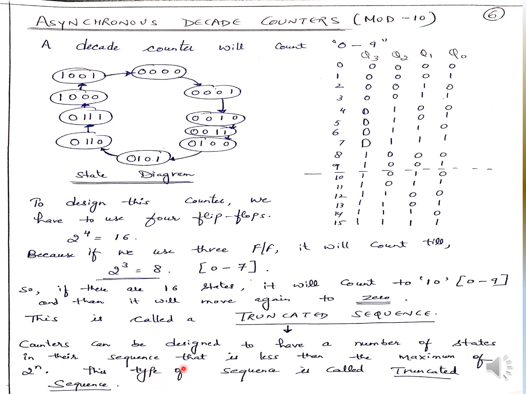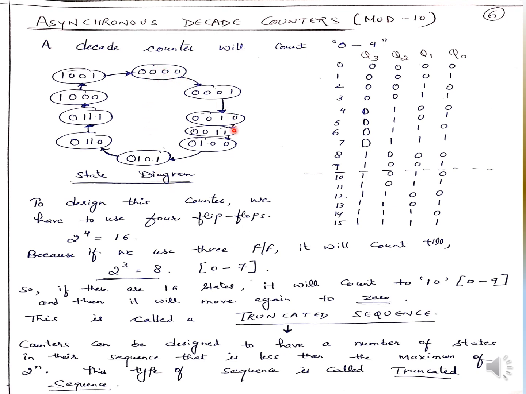Counters can be designed to have a number of states in their sequence that is less than the maximum of 2 raised to the power n. That means 9 is less than the 2 raised to the power n combinations. What is 2 raised to the power n? It is 16. But we have to count till 9. So this type of sequence is called a truncated sequence. So we can design any counter like mod 10, mod 6, mod 7, mod 8, mod 11, mod 12, mod 14. Any of the counters we can design with this simplified diagram, as I will explain in the next slide.